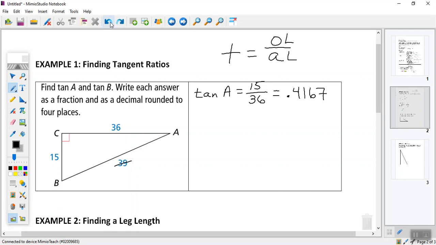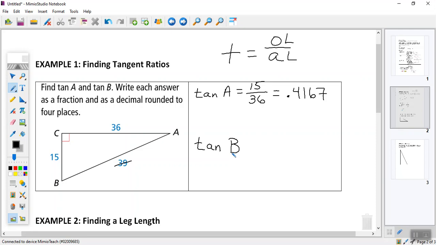Well, how does this change if we talk about not tangent of angle A, but stand somewhere else? Say, for instance, tangent of B. Instead of standing at angle A, where are you now standing? You're down here. So which of the two legs is across from angle B, or opposite? 36 over what?